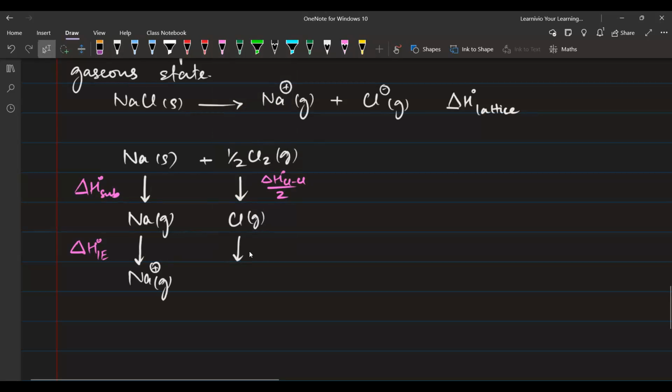And if you add one electron, this would involve the electron gain enthalpy. So Cl becomes Cl negative. This involves the electron gain enthalpy, delta H eg. Now, if you see here, sodium plus half chlorine will give you 1 mole of NaCl solid also. And this is the enthalpy of formation, delta H naught f.